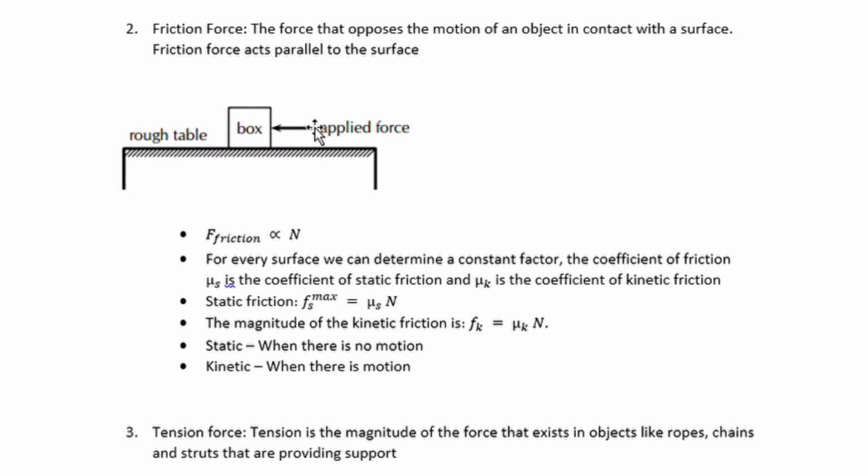There are two types of friction. We have static and kinetic. Kinetic is when there is motion, and static is friction due to no motion, when the box is sitting still on the table. The static friction can be represented using this formula here, and the kinetic can be represented using this formula here, whereby μs and μk are the coefficients and N is the normal force. Friction force is directly proportional to the normal force.